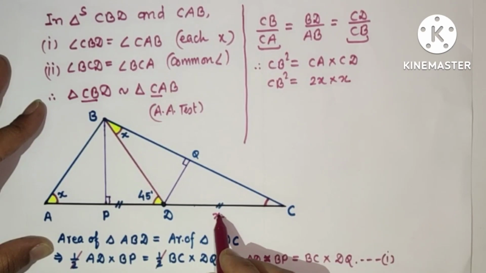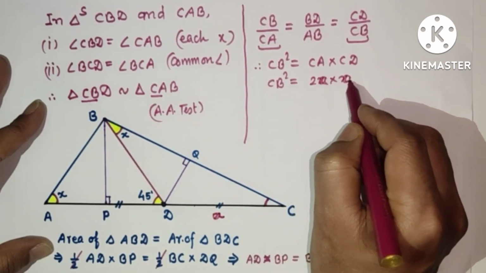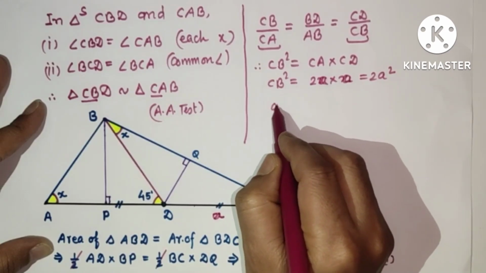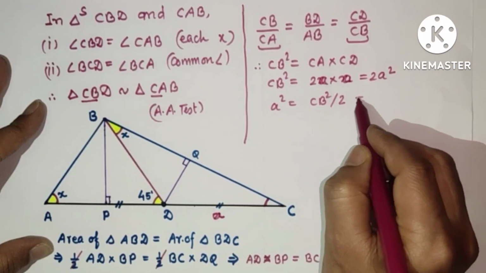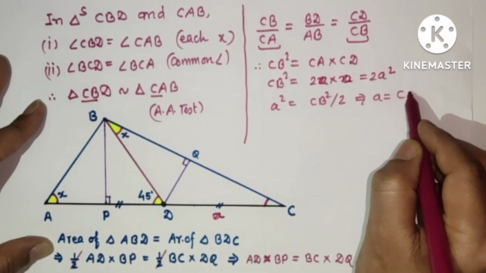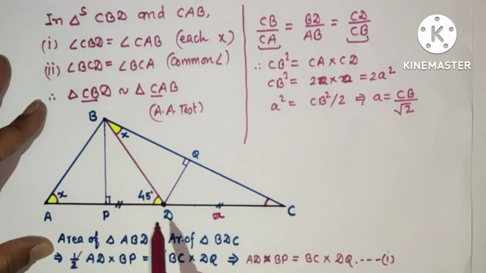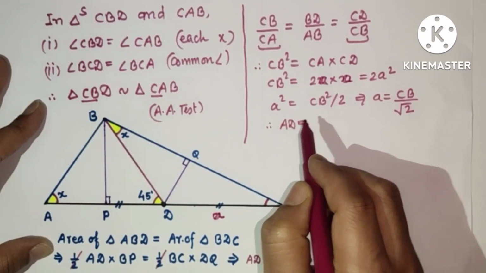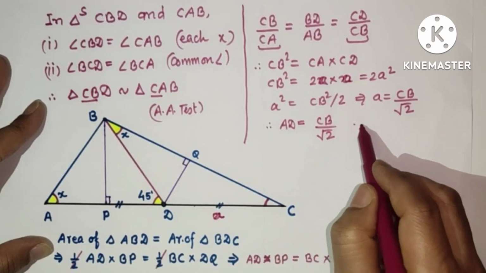CB square is equal to 2X into X. Don't take X because X is already used here, take it as A. So this will also be A, so 2A square. So A square is equal to CB square by 2, which gives A as CB by root 2. But A is DC or AD, so AD is CB by root 2. This is another relation.